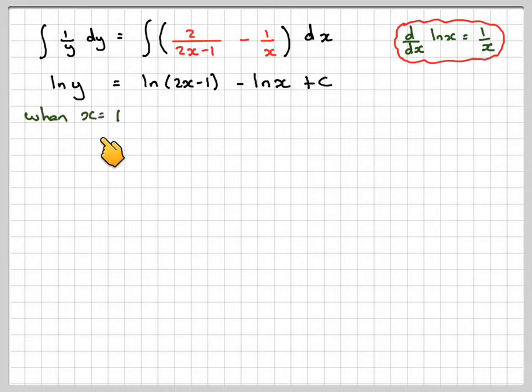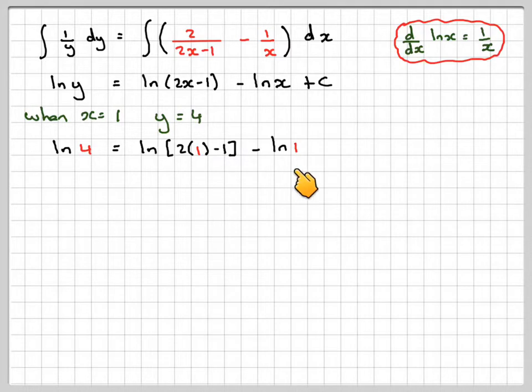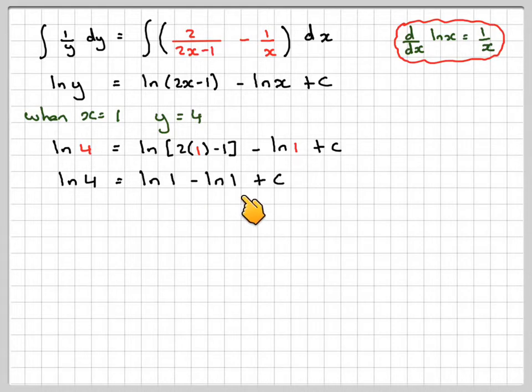Now, we're told when x is equal to 1, y is 4. Substitute in. We've got ln of 4 is going to be equal to ln of 2 times 1 minus 1, minus ln of 1, plus c. So ln of 4 will be equal to, now 2 times 1 is 2, 2 minus 1 is 1, ln of 1 minus ln of 1 plus c. Either these become equal to 0, or you say that ln of 1 is equal to 0. So therefore c must be equal to ln of 4.